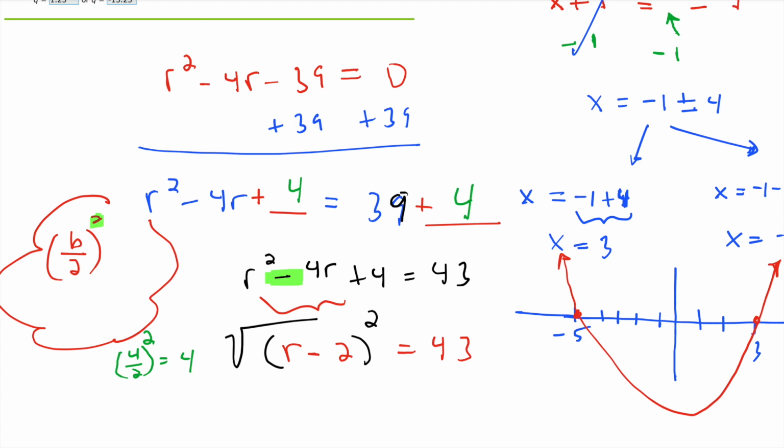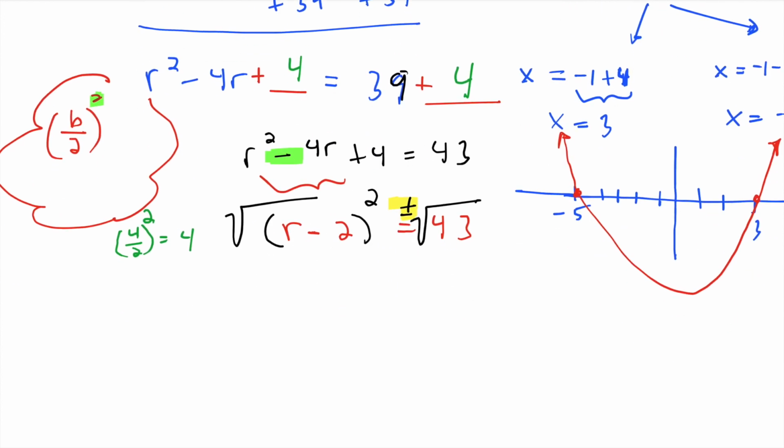Root, and what do I put on this side? Plus or minus, and you remember the plus or minus? I'm impressed by that. I thought you'd forget that. Plus or minus. All right, and then what happens on the left? R minus 2 equals plus or minus the square root of 43. Now, IXL for this lesson wants everything taken to decimal, which is super annoying, by the way. Okay, so now what do we do?